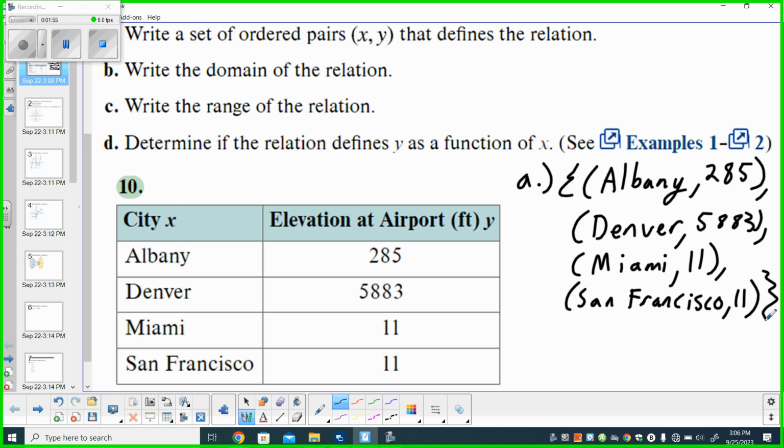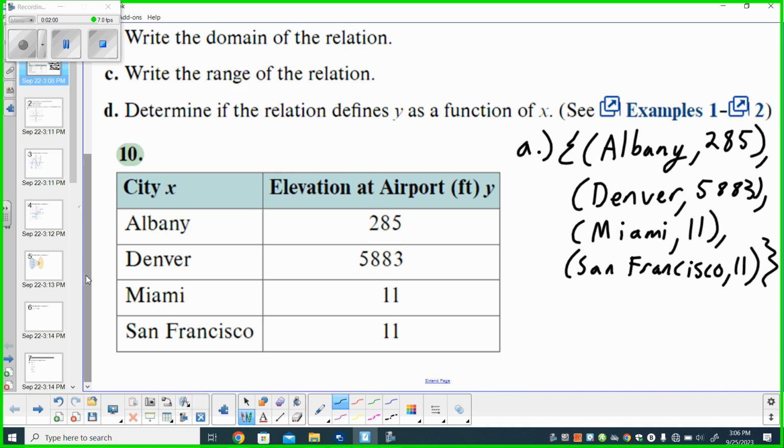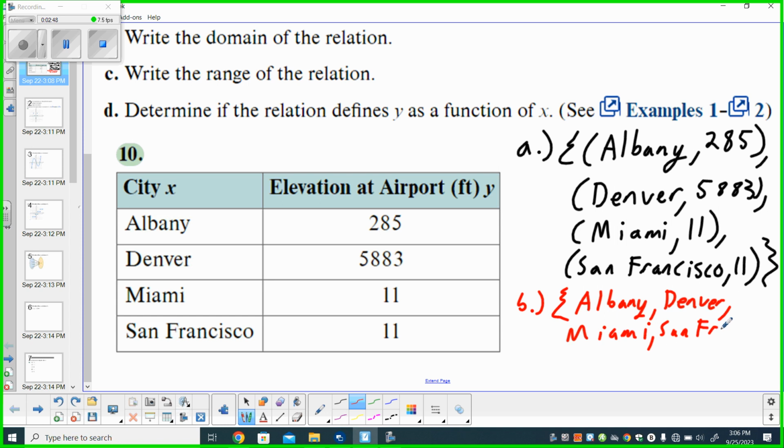To write the domain, you would simply just write the x values. I don't know how specific they get when it is not numerical, but I have seen in statistical analysis that they'll at least do it in alphabetical order, which I believe it's already done. So you start off with your set notation and then just list your domain, which again are just your x values, even though they might not be values in themselves. So you have Albany, Denver, Miami, and San Francisco. And then finish off the set notation.